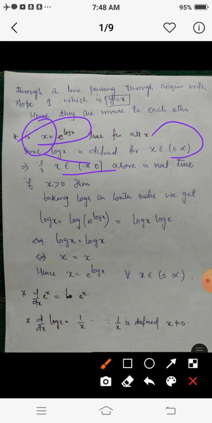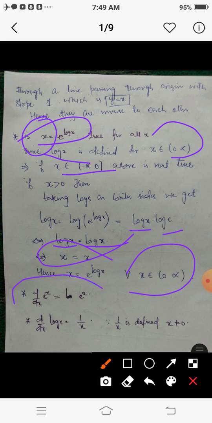Using the power rule, it is log x into log e, and log e is 1. So it is log x equals log x, which implies that x equals e raised to power log x, because this is true. Hence x equals e raised to power log x is true for each and every value in 0 to infinity, because the domain for this is positive numbers.